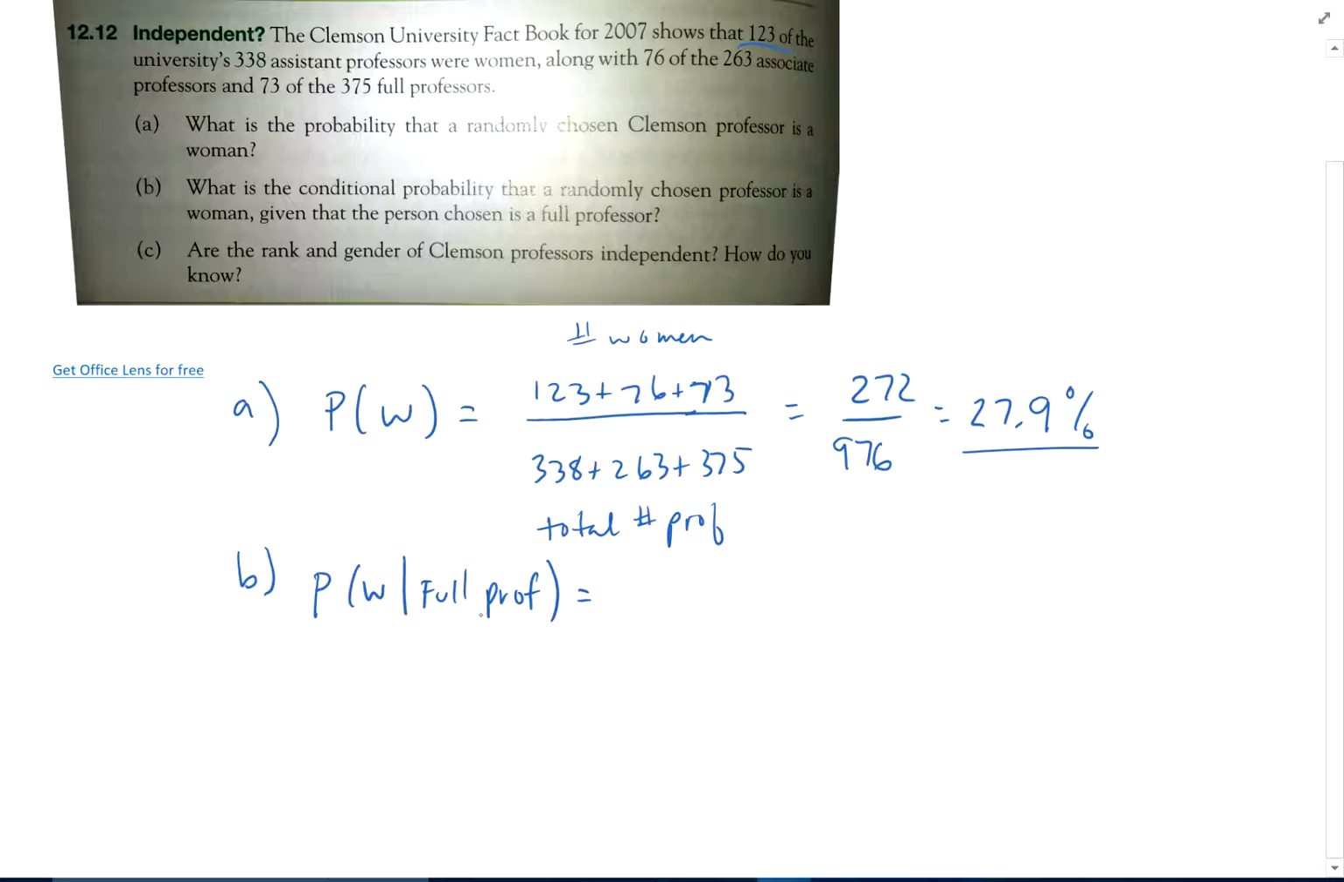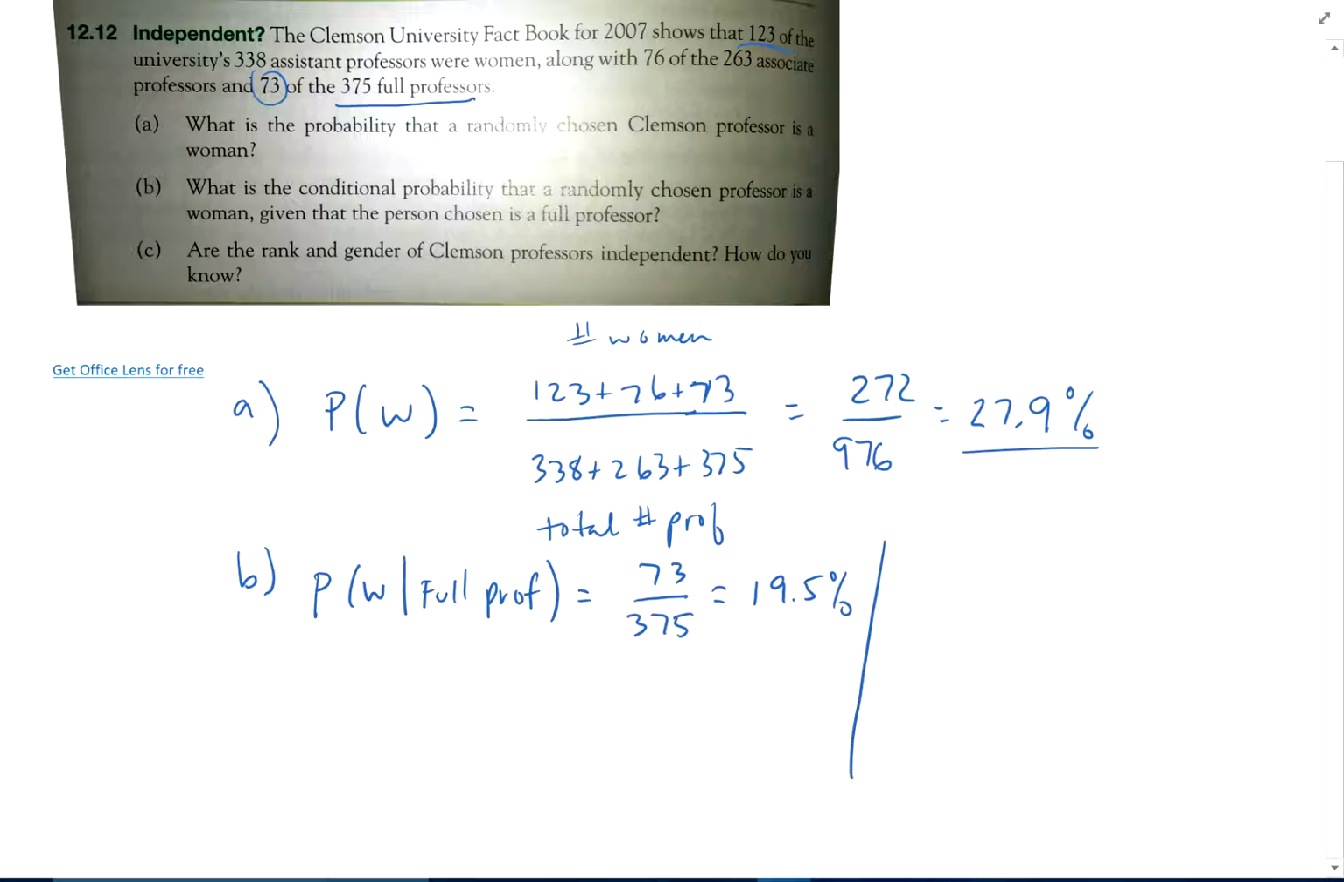Okay, full professor, so I know it's a full professor, so I'm only interested in the full professors. What's the probability that I select a woman knowing that it's a full professor? Well, I know it happens to be 73, so it's 73 out of 375, which is 19.5%.